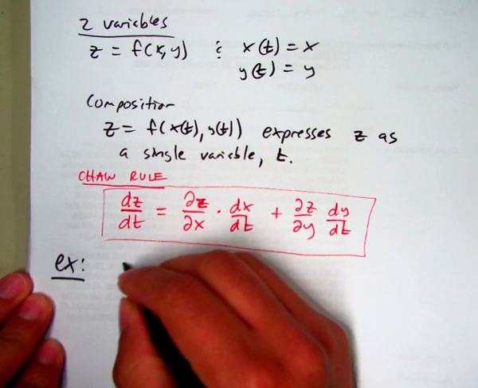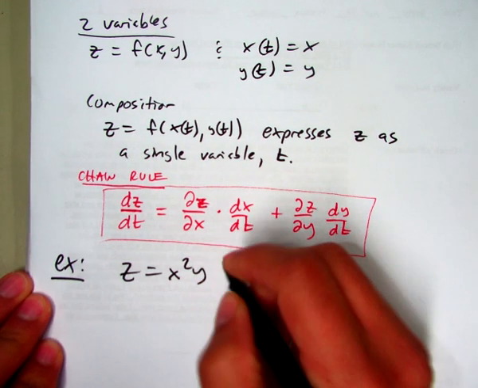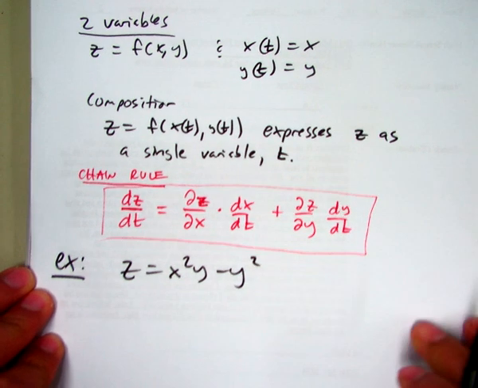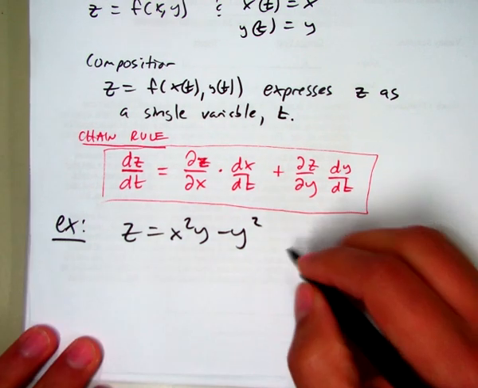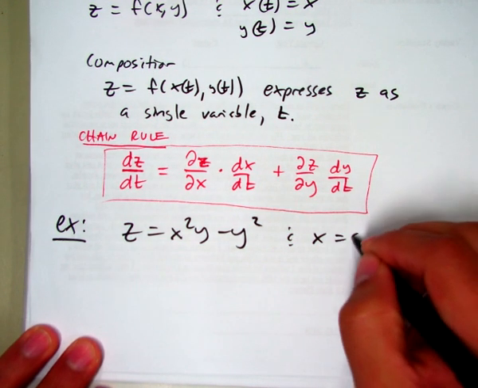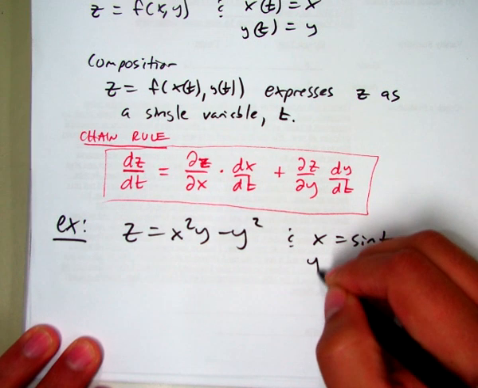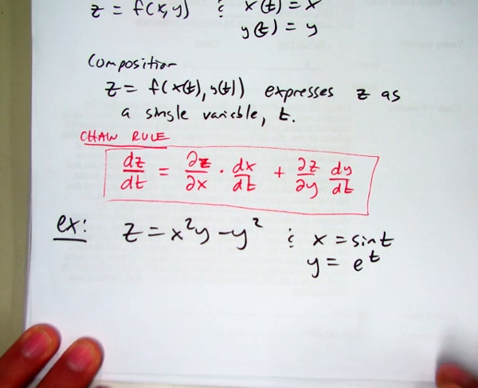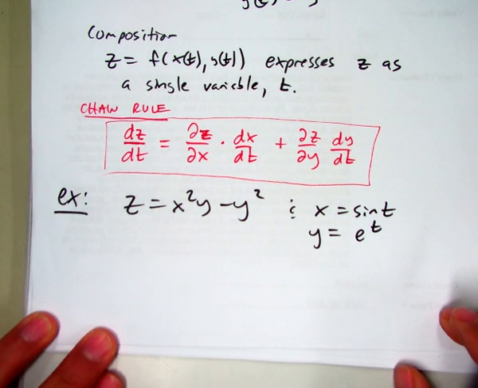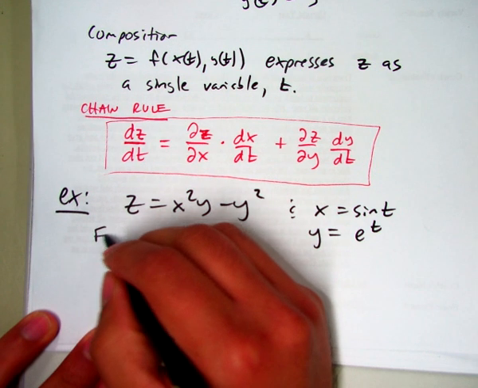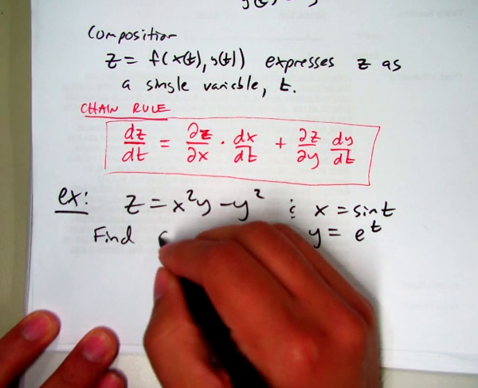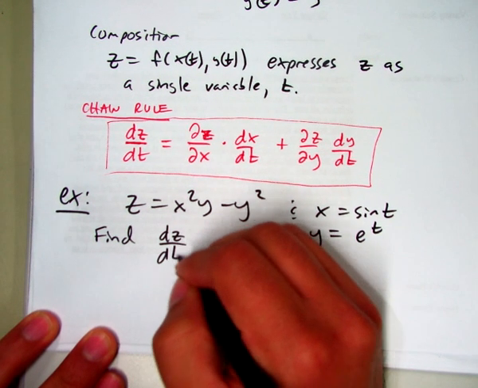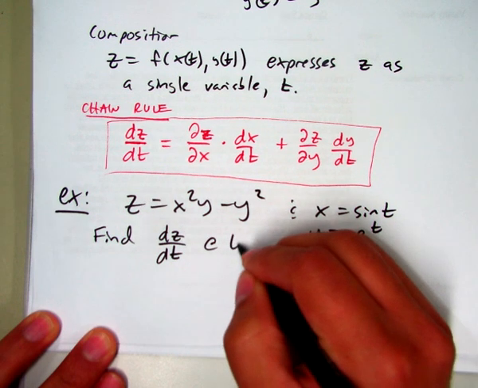Let's say z equals x squared y minus y squared. And we know x is equal to sine t and y is equal to e to the t. Let's find or evaluate dz dt at t equals 0.